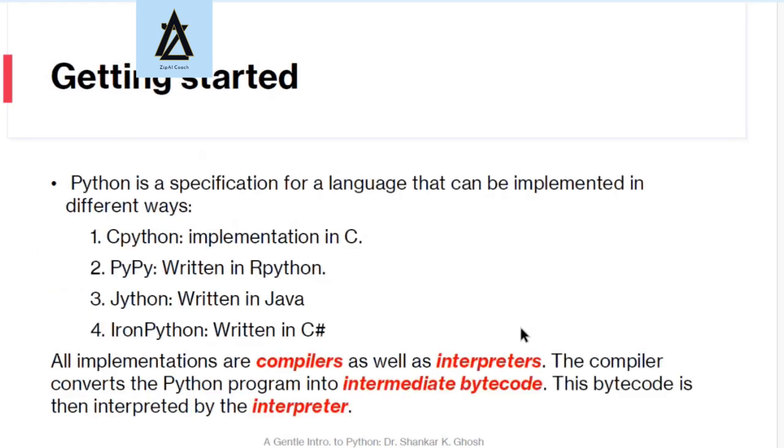Before starting, let me inform you that Python is just a specification for a language, not like other core languages like C and Java. Python has many implementations. Some of them I have listed, like CPython, which is implemented in C, and Jython, which is implemented using Java. All the implementations are both compilers and interpreters. The compiler converts the Python program into intermediate bytecode, and the bytecode is then interpreted by the interpreter itself.